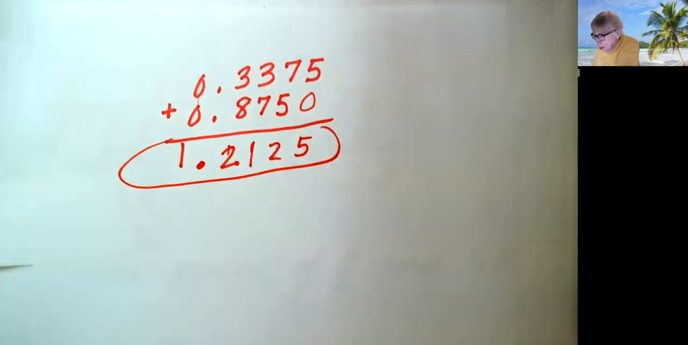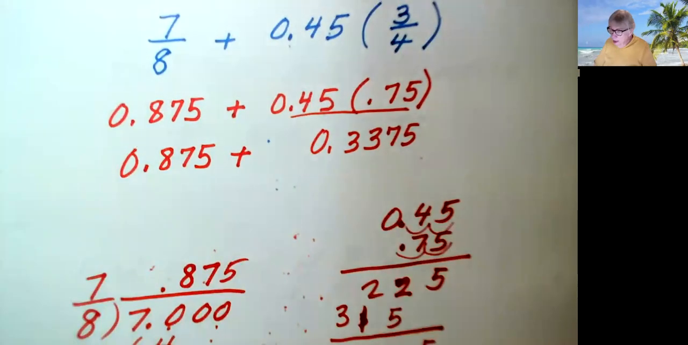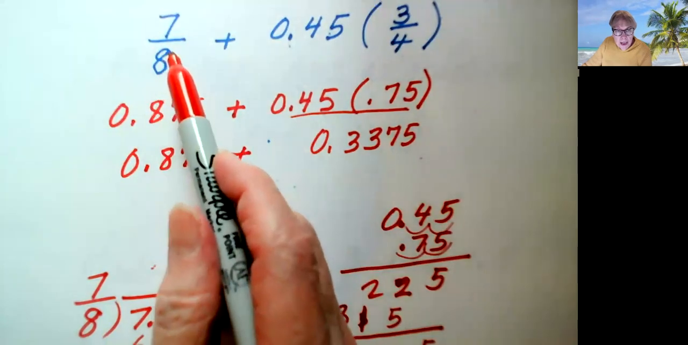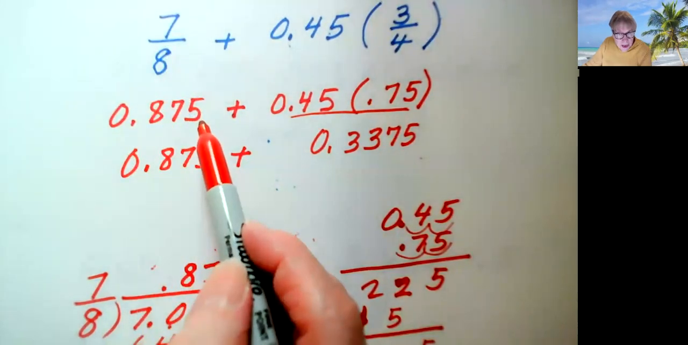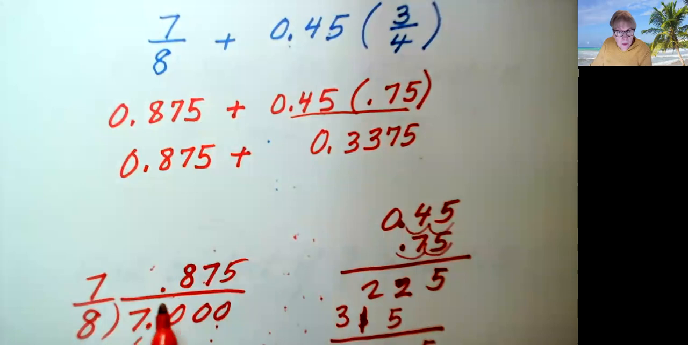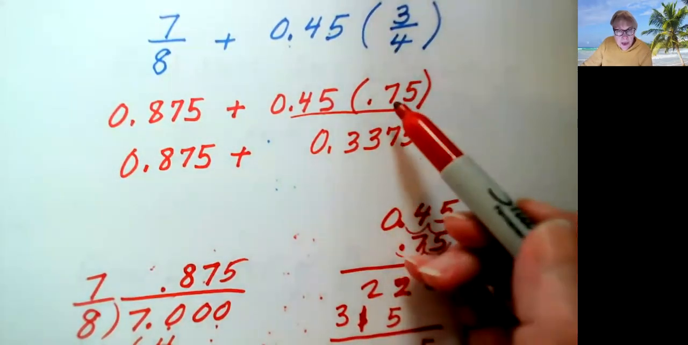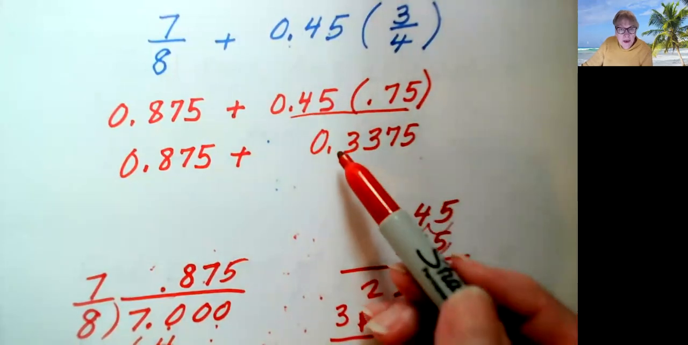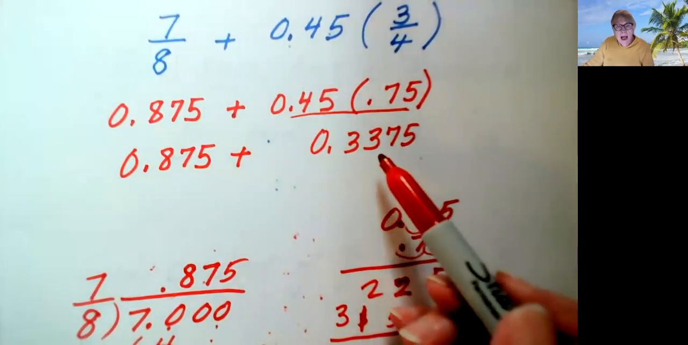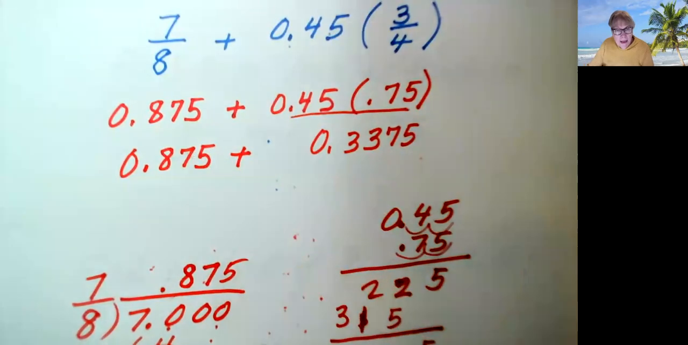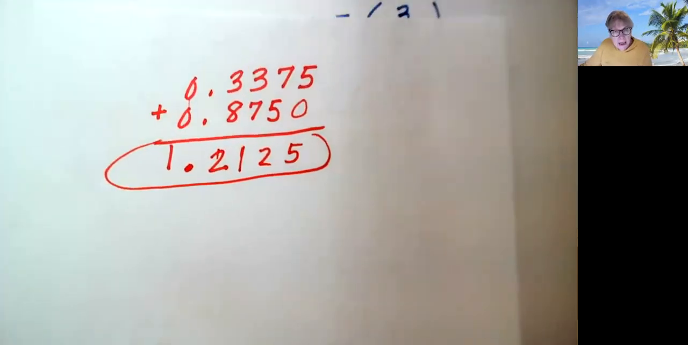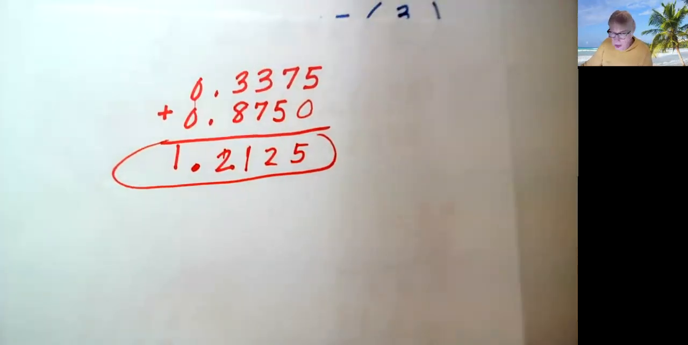Okay, so let's look and see what actually I did. I divided out 7/8, and it's a nice decimal, and so I did it, and there it was. We did it by division. 3/4 became 0.75. We multiplied them and it became that. And finally, this number and that number had to be added to give the final answer, and that was it.